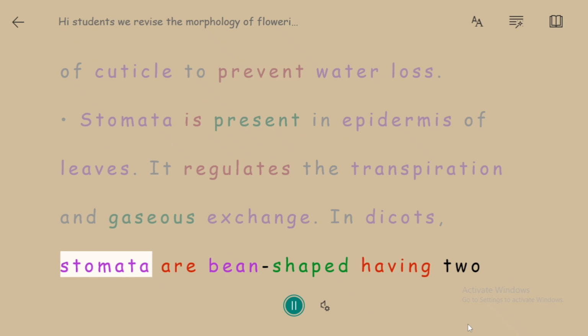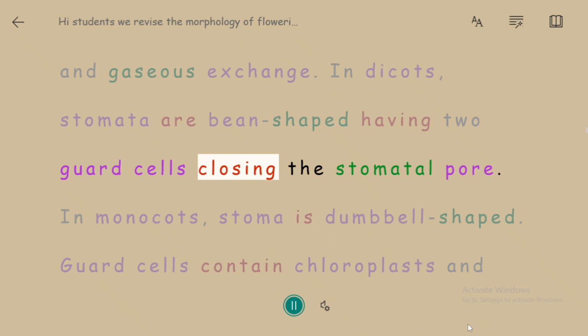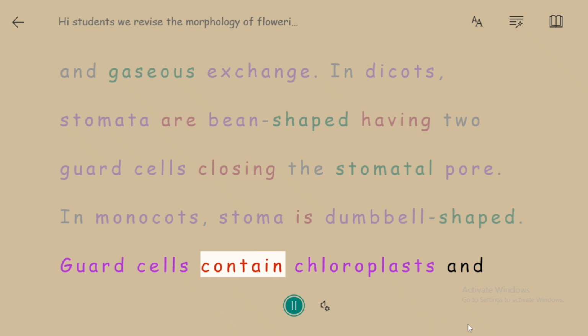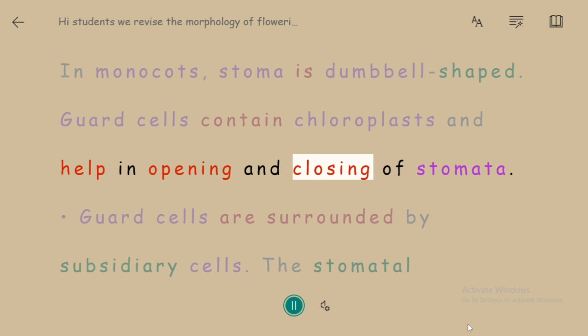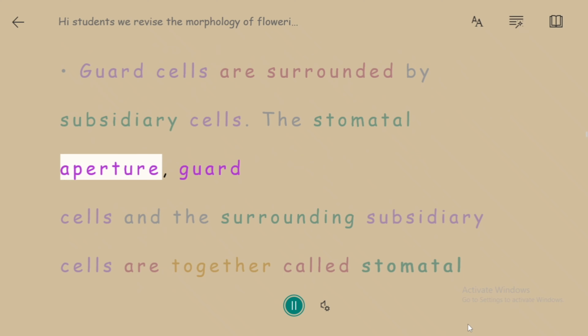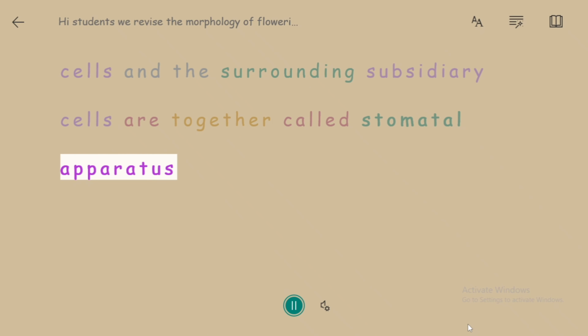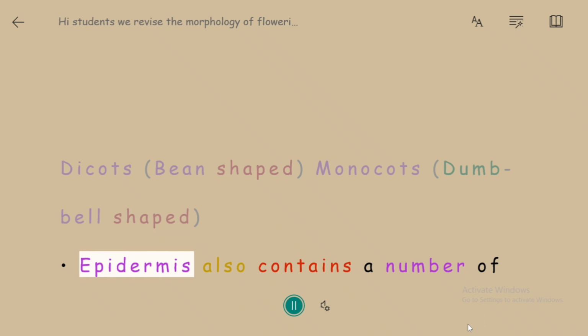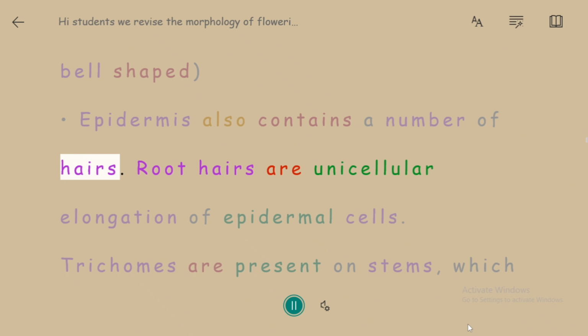In dicots, stomata are bean-shaped having two guard cells closing the stomatal pore. In monocots, stomata are dumbbell-shaped. Guard cells contain chloroplasts and help in opening and closing of stomata. Guard cells are surrounded by subsidiary cells. The stomatal aperture, guard cells and the surrounding subsidiary cells are together called the stomatal apparatus. Dicots, bean-shaped; monocots, dumbbell-shaped.